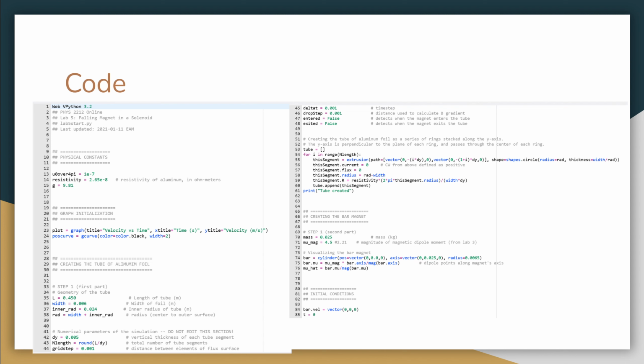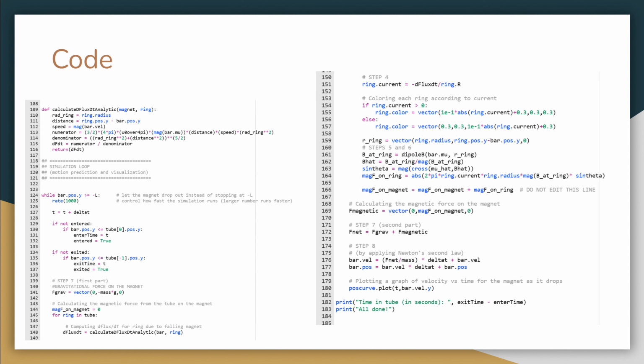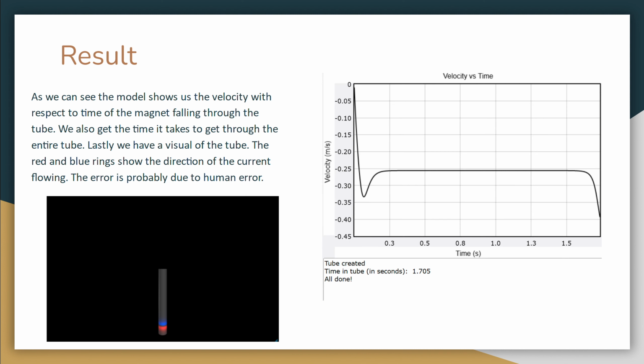So this is the code that I used to create the model of the magnet falling through the tube. As a result, we can see that the model shows us the velocity with respect to time of the magnet falling through the tube on this graph to the right, and it also gives us the time it takes to get through the entire tube. Lastly, we have a visual of the tube, and as you run the function, the red and blue rings fall through the tube like the magnet does, and it shows us the direction of the current flowing.